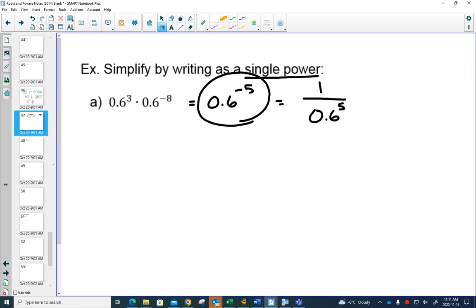Wait, why'd you put 1 on top? Because this is your negative exponent rule. It's another rule that we learned this year. So I'm just reminding you that anytime you have a negative exponent, you can switch it to the other side of the fraction.